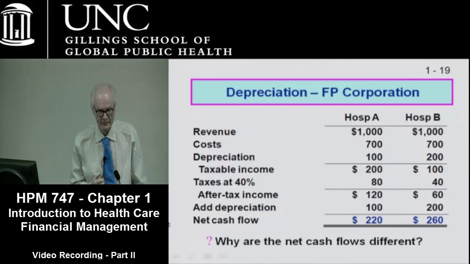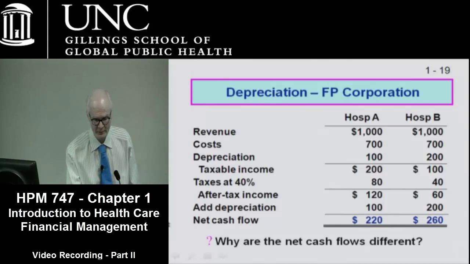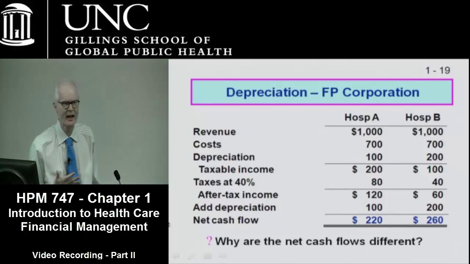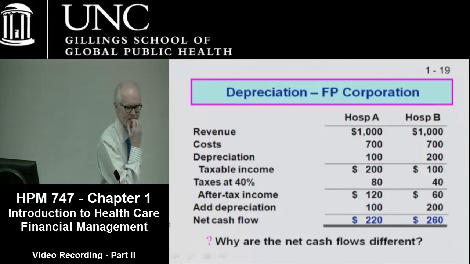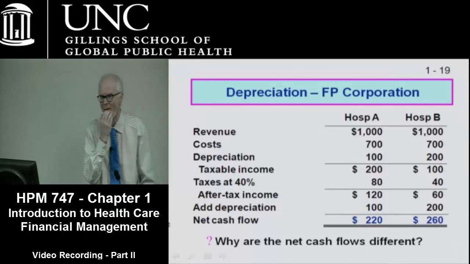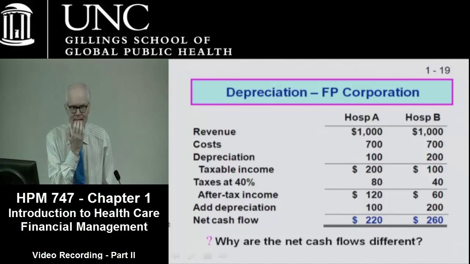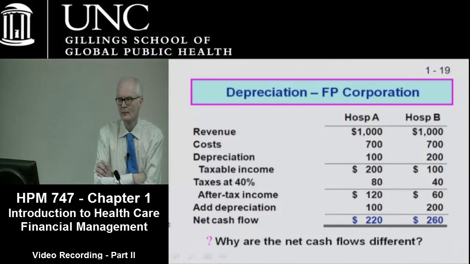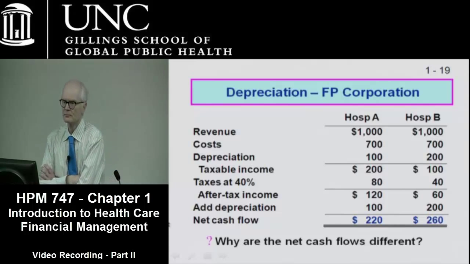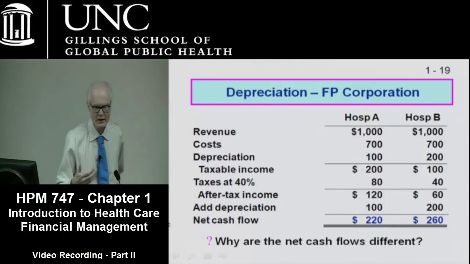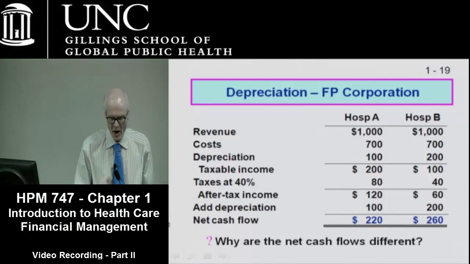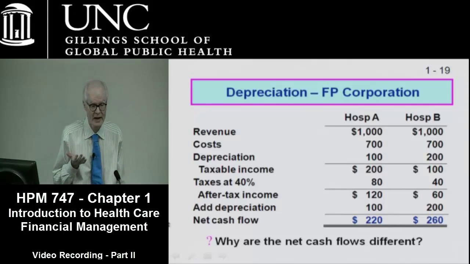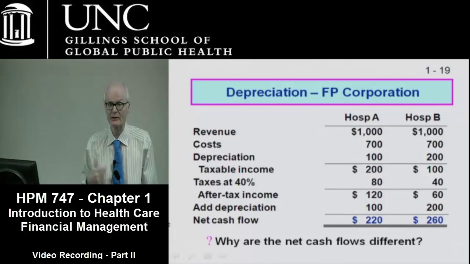So at the bottom, you can see the after-tax income of Hospital B is lower than Hospital A, but then I add back in depreciation to get net cash flow. Why do I do that? What's the meaning of all that? You don't tax depreciation, so you add it in after you tax everything else. Right, so according to our income tax return, Hospital B is much less profitable than Hospital A because it had a lot more depreciation expense. Its net income is lower. Its after-tax income is lower.